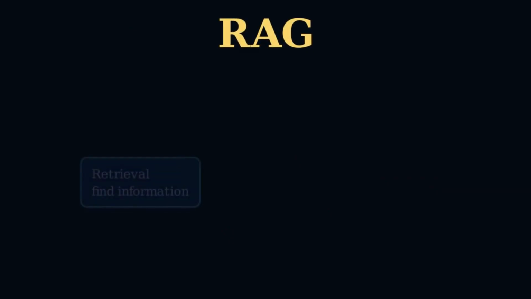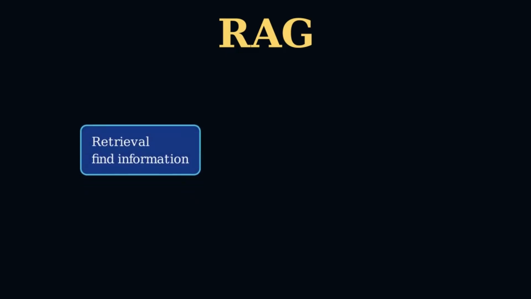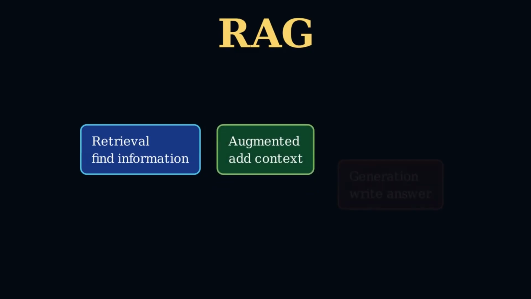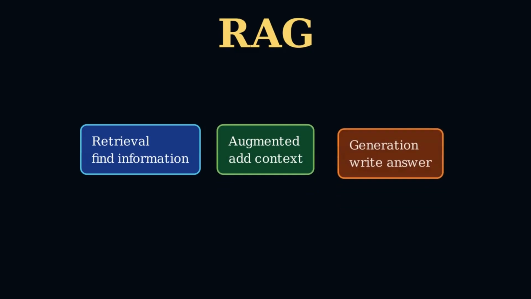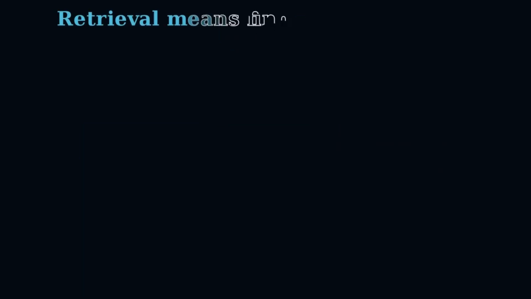RAG stands for Retrieval Augmented Generation. That sounds technical, but the idea is simple. Retrieval means find the useful information. Augmented means add that information to the model's context. Generation means let the model write the final answer. So RAG is a two-step system. First search, then answer. The first part is retrieval.